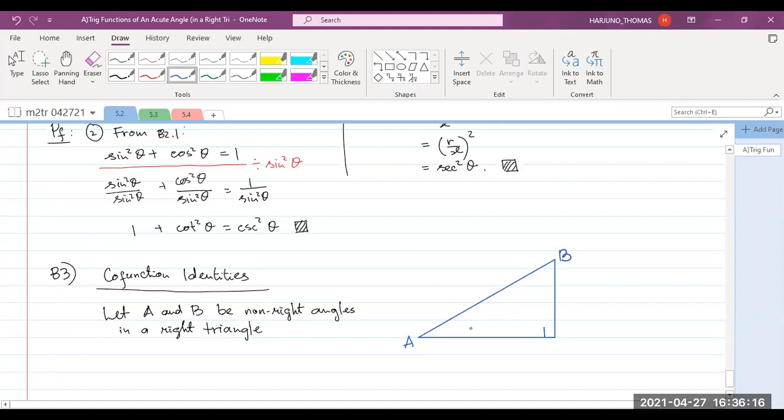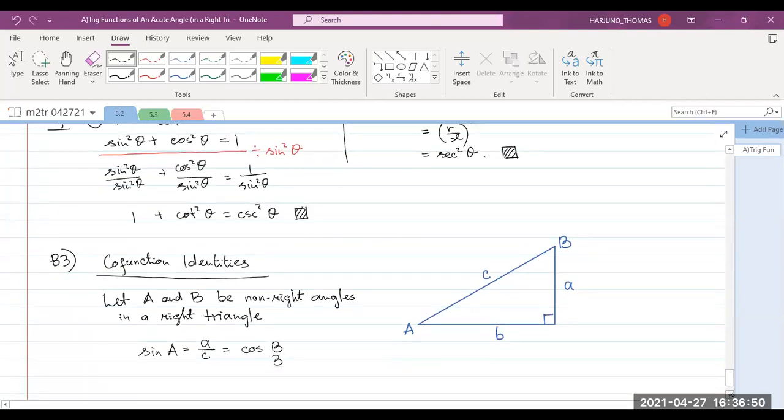Now then, this will be side A, this will be side B, this will be side C. Now take a look at sine A. What is sine A? In that triangle, sine A will be A over C. But that happens to be the same as cosine B. Right? A over C in that right triangle is cosine B.